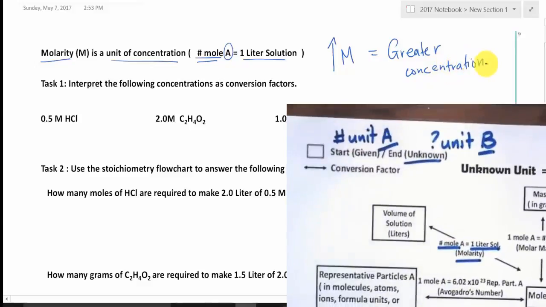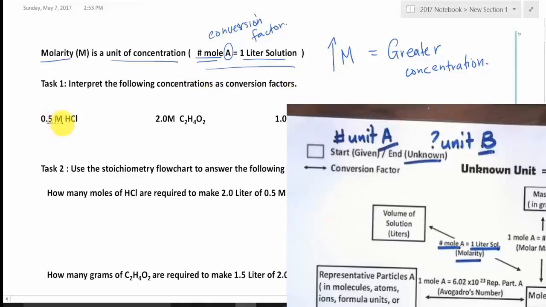But one of the most important things about molarity is that molarity is actually a conversion factor. So what is a conversion factor? Of course, it has two parts. Notice how we have the number of moles of A equal to the liters of solution. So let's do some example problems. In this case, interpret the following concentrations as conversion factors.